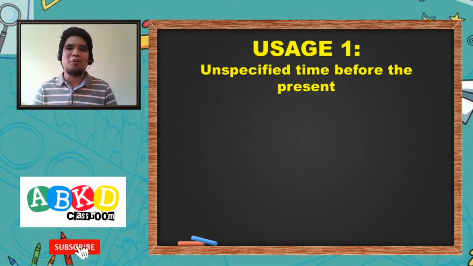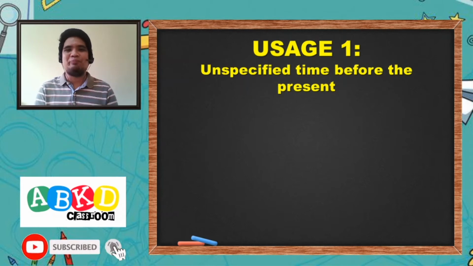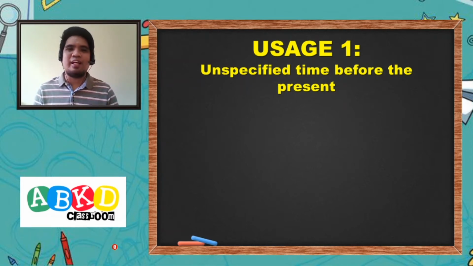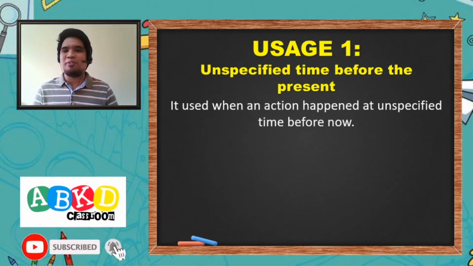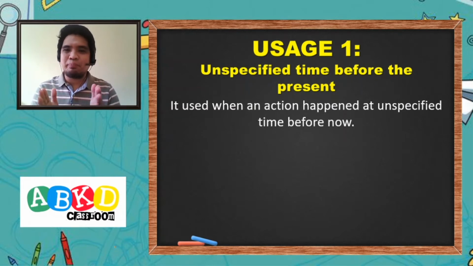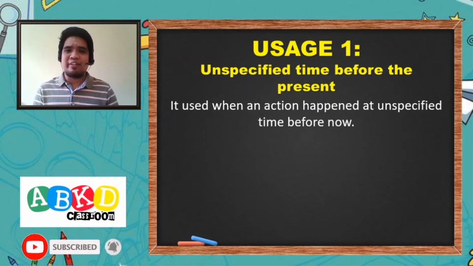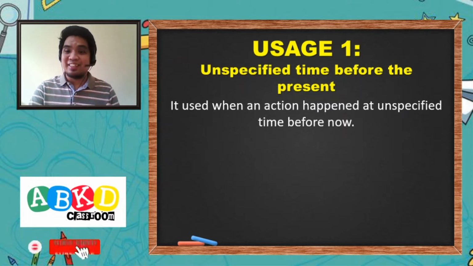So dito na tayo medyo magbibigay ng diin. Number one, we use the present perfect tense to tell a specific time before the present. Ibig sabihin, we use it when an action happened at an unspecified time before now. When you say unspecified, hindi ka sure kung kailan nangyari yung action na yon, pero yung action na yon nangyari sa past.